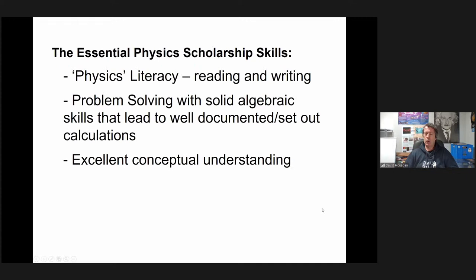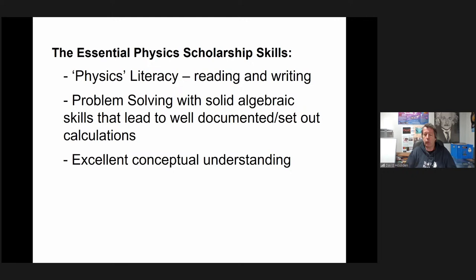Okay, so what are these skills? So I've got there in sort of speech marks, physics literacy. So this is not writing essays. This is being able to read simple statements. They will be short. They've never been long-winded things. This is a physics exam. It's not an exercise in reading an unfamiliar text. So good reading skills and clear, simple writing strategies.